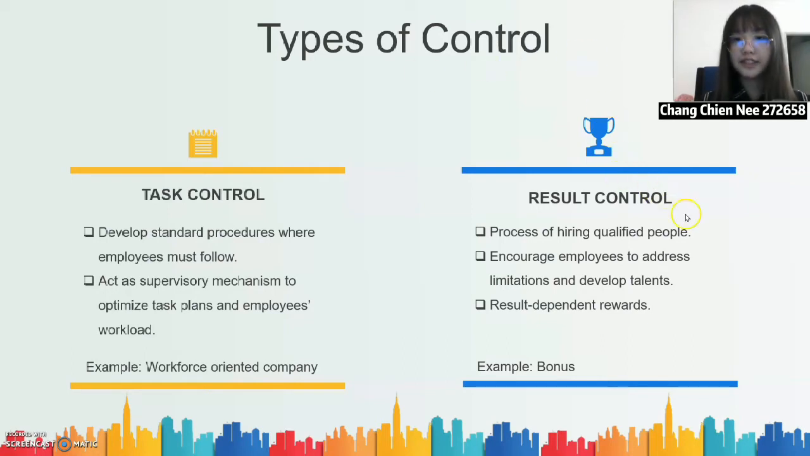The next one is the result control. Result control is a process of hiring qualified people to do whatever they think best to help the organization achieve its objectives, and using the control system to evaluate the resulting performance. Result control is effective in addressing motivational problems and personal limitation problems. It encourages all employees to address their limitations and to develop their talents to position themselves to earn result-dependent rewards such as bonuses.